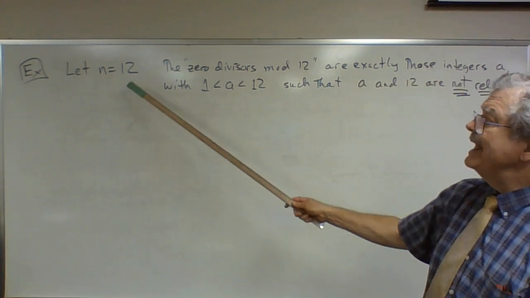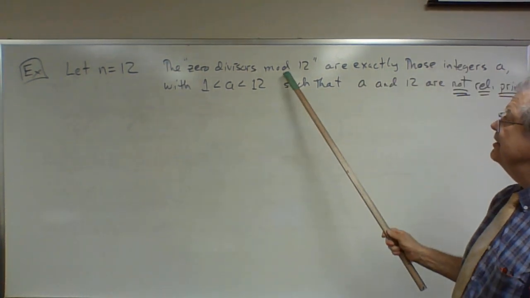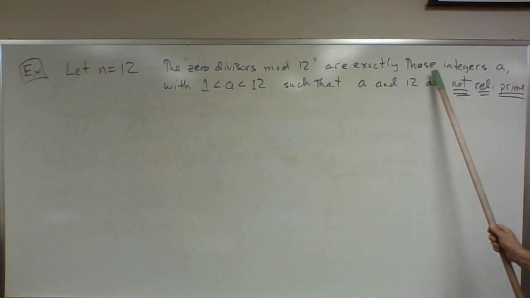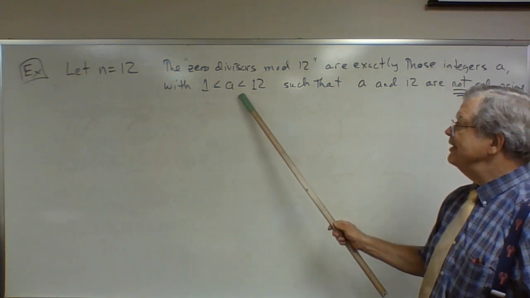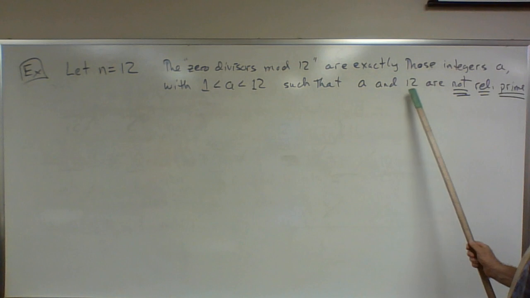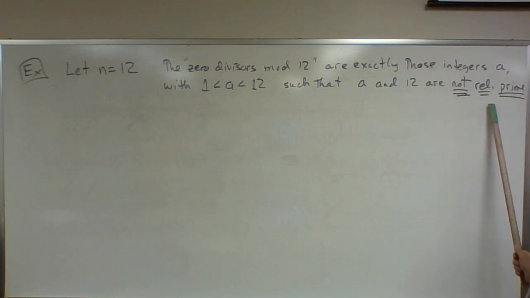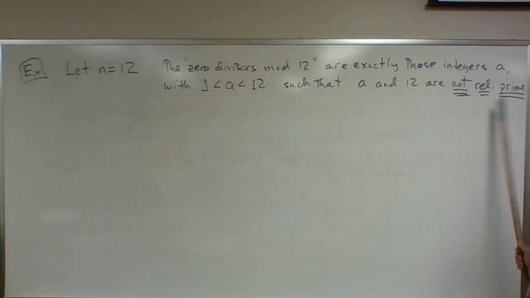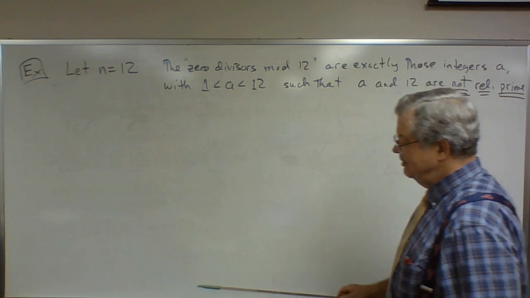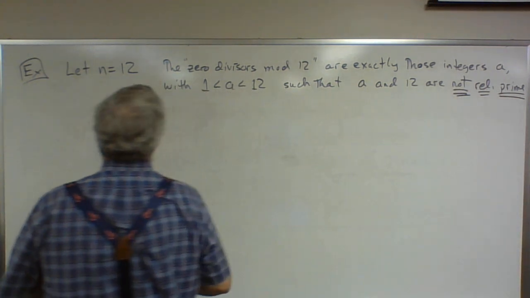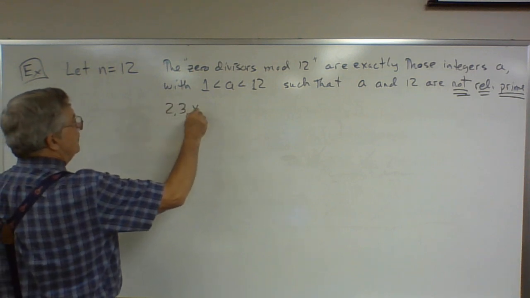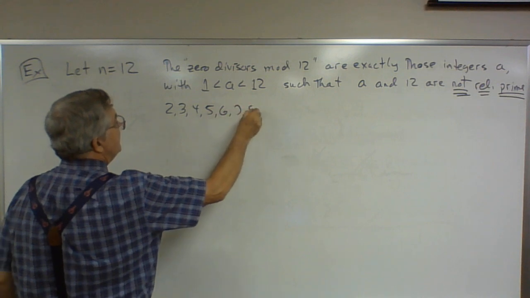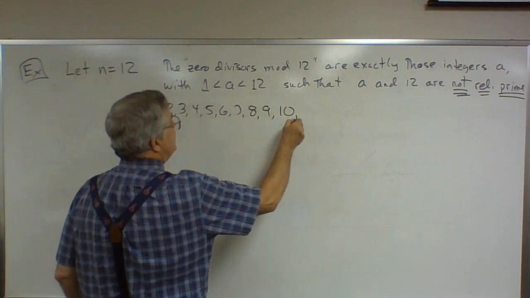Another example. Let n equal 12. The zero divisors mod 12 are exactly those integers a, with a between 1 and 12 not inclusive, such that a and 12 are not relatively prime. So what are our candidates for zero divisors? 2, 3, 4, 5, 6, 7, 8, 9, 10, 11.